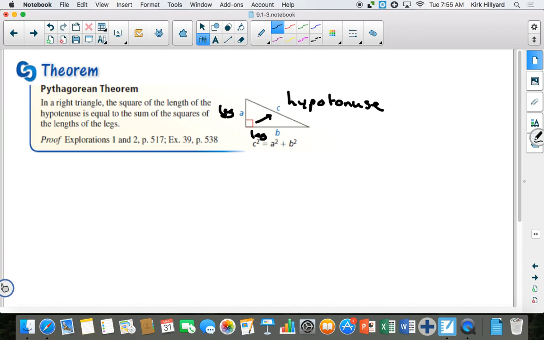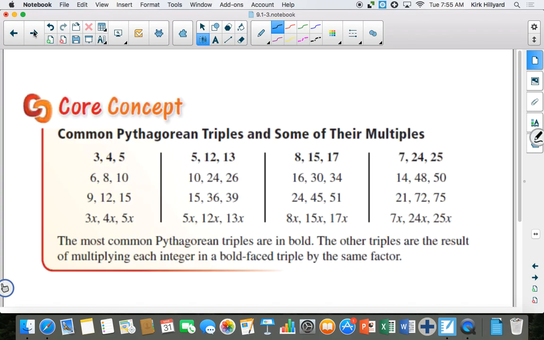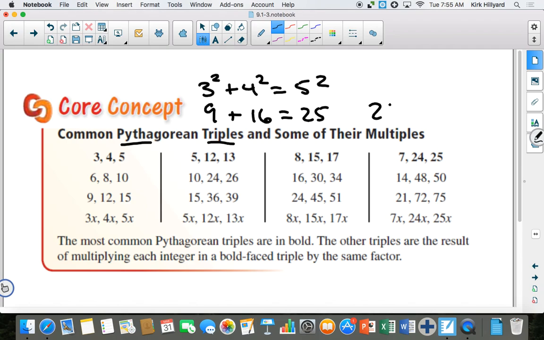And so if you wanted to solve either side, you plug it in for A or B, it does not matter, and C is always the longest side, the hypotenuse. Okay? So we're going to do some problems here, but before we get to that, we're going to talk about some common ones. These are called Pythagorean triples. For example, 3 squared plus 4 squared equals 5 squared. 3 squared is 9, 4 squared is 16, and 5 squared is 25. If you add those together, you get 25 equals 25. That is what is referred to as a Pythagorean triple.